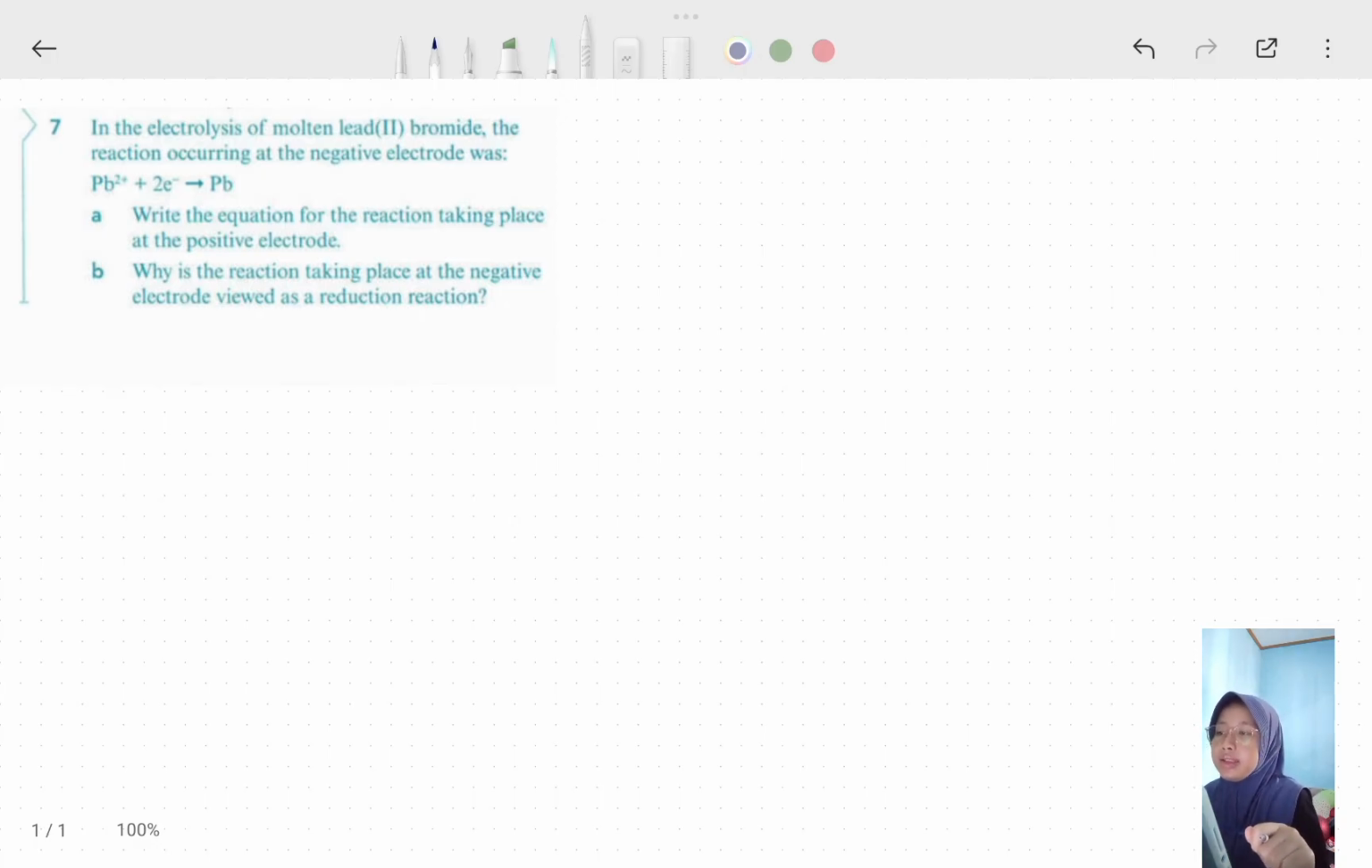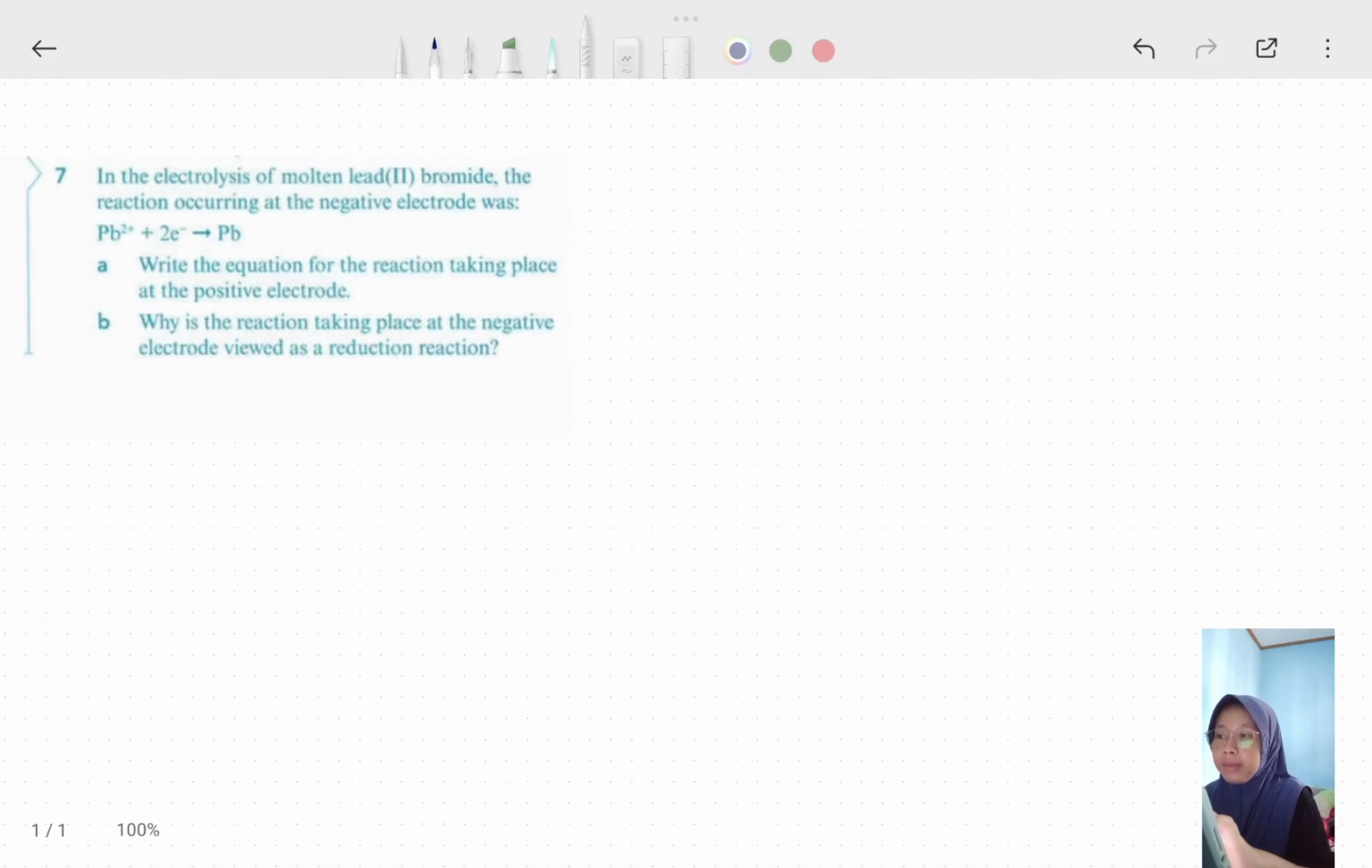The question is, in the electrolysis of molten lead(II) bromide, the reaction occurring at the negative electrode was Pb2+ plus 2 electrons to give Pb. The first question is, write the equation for the reaction taking place at the positive electrode, and the second one is, why is the reaction taking place at the negative electrode viewed as a reduction reaction.